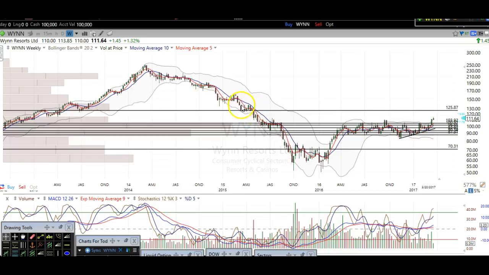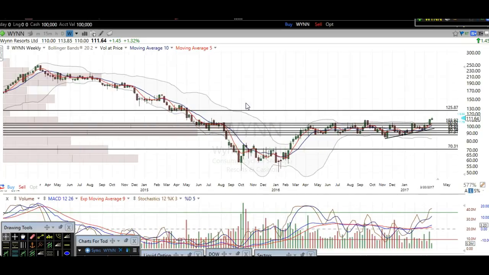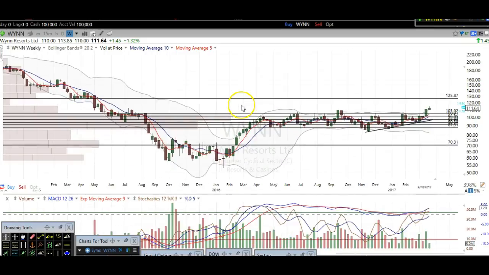this former support, you can see we traded sideways for about a couple months right there, so that's going to create a nice level of resistance for us. So definitely bullish on this stock right here, and I do think it's going to hit 125 to 126 in the not so distant future.